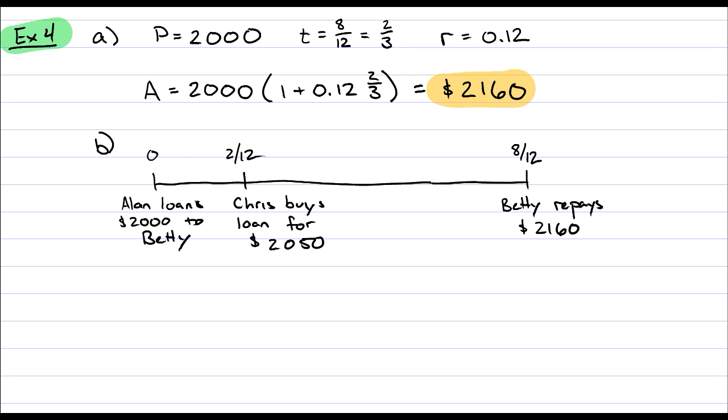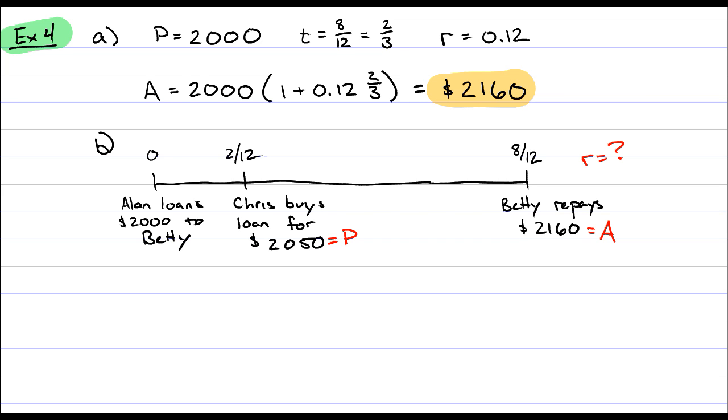Okay, so now we want to know what rate of interest Chris earned on his investment. So the first thing is to figure out what time we need to use. In fact, for this problem, P is going to be $2,050. That is Chris's initial investment. A is $2,160. This is how much Betty is going to have to pay back to Chris. R is what we want to find. So the only question is what T is.